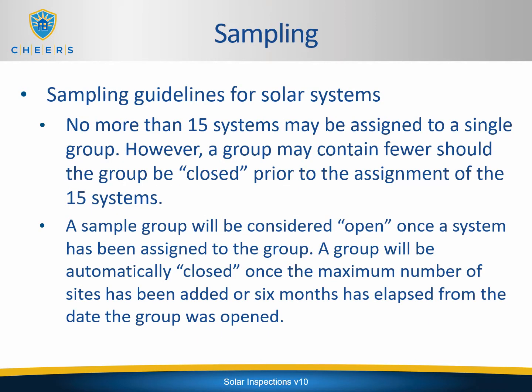No more than 15 systems may be assigned to a single group. However, a group may contain fewer should the group be closed prior to the assignment of the 15 systems. A sample group will be considered open once a system has been assigned to the group. A group will be automatically closed once the maximum number of sites has been added or 6 months has elapsed from the date the group was opened.